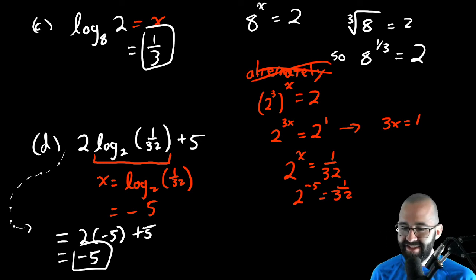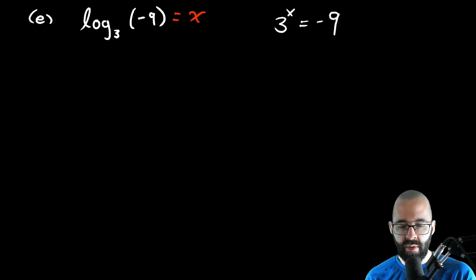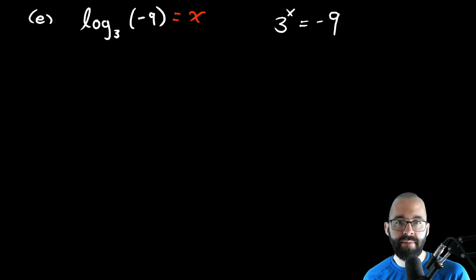Let's do one more in this video. Part E. Log base 3 of negative 9. So, of course, this is just going to equal some number x. So, just like before. It's getting boring, Jason. Give us something new. 3 raised to what exponent is going to give us a negative 9? Nothing. This doesn't exist.